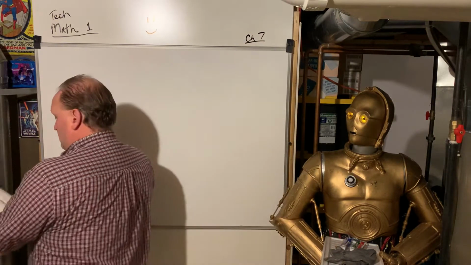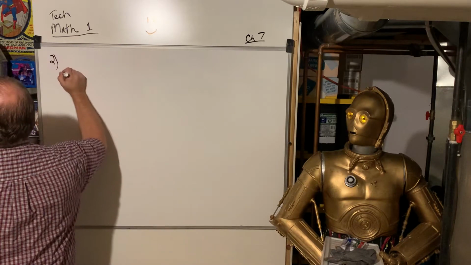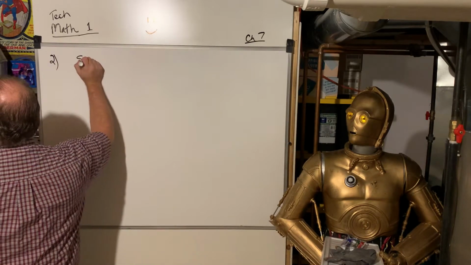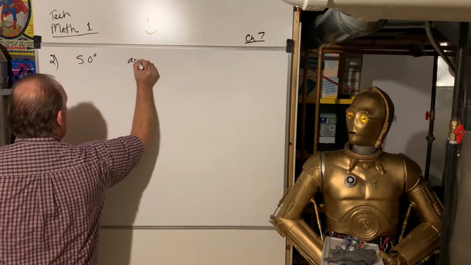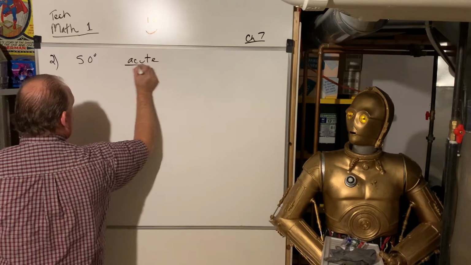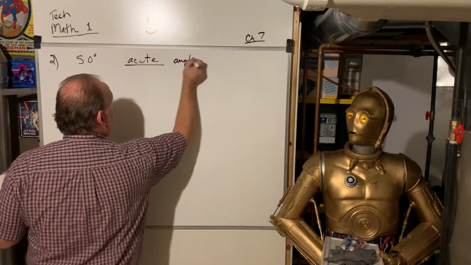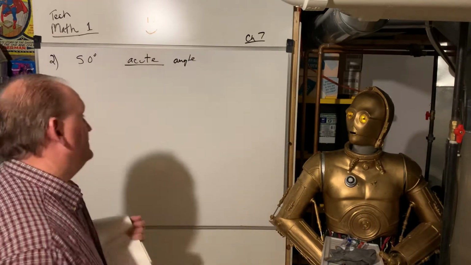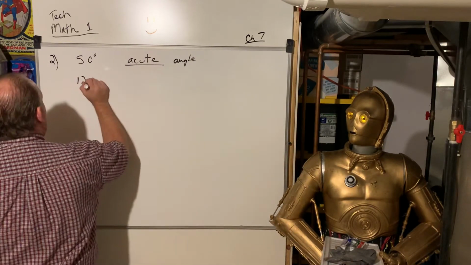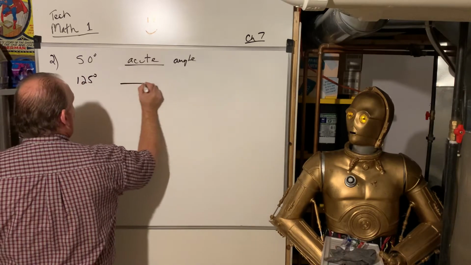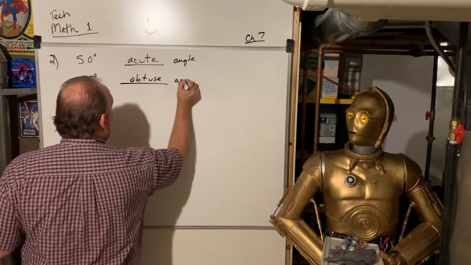Okay, so if you take a look, number 2, a 50-degree angle is called an acute angle. If it's less than 90 degrees, it's acute. Just think of it as a cute little angle. Let's see, 125 degrees is an obtuse angle.